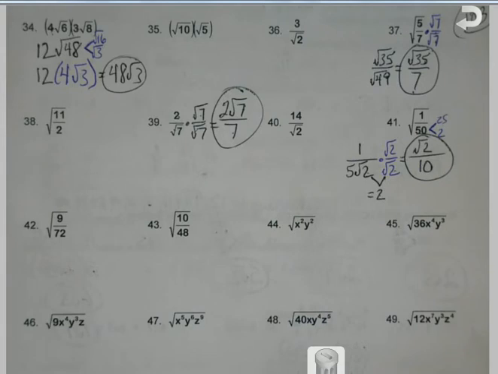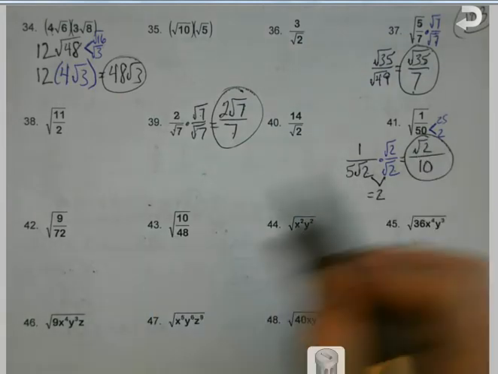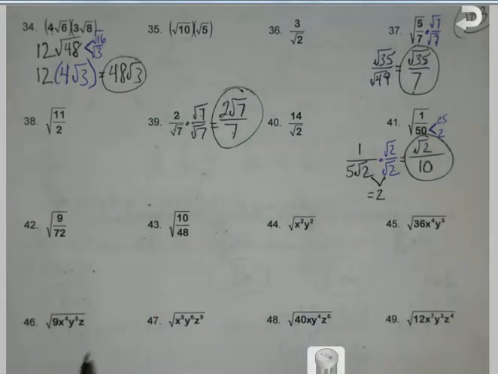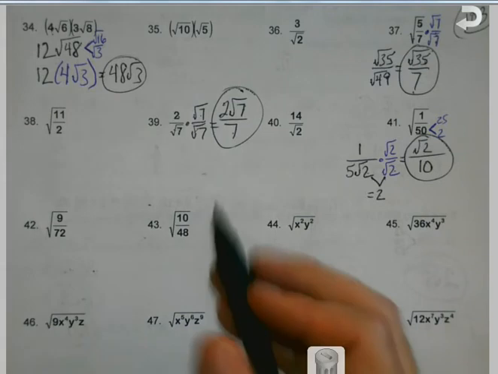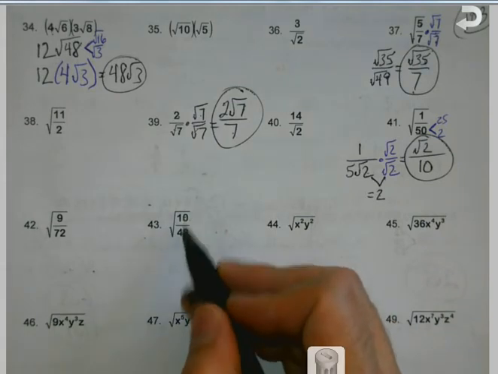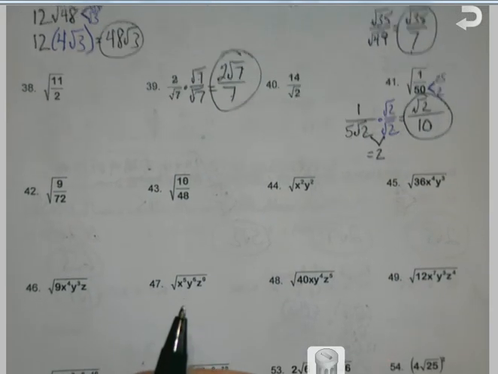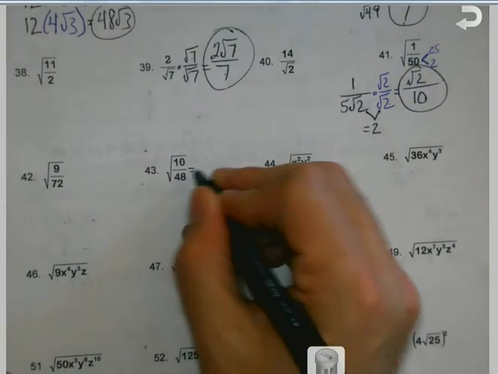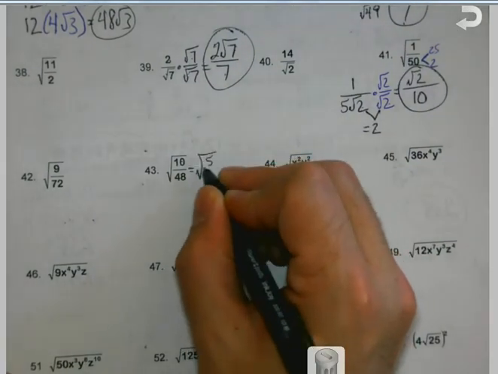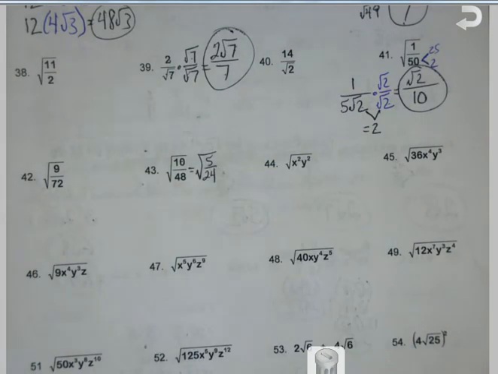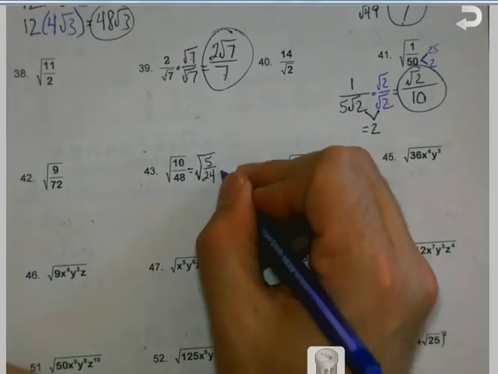So let's see here. Let's keep messing with these a bit. 43 is going to be similar. But again, look to see what you can reduce. Is the fraction itself reducible? Yes. If the fraction itself is reducible, we'll do that first. And then we look again. We're like, can we break down the denominator?